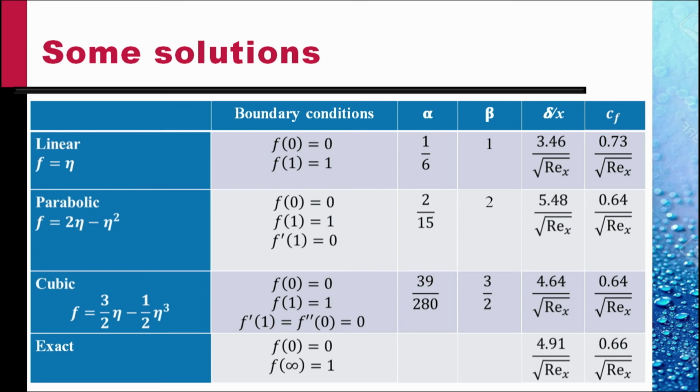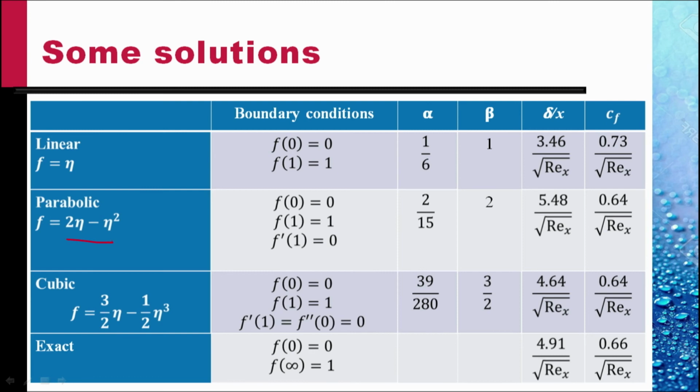For a parabolic profile, we need 3 conditions, and we use them. F0 is equal to 0, F1 is equal to 1, and F prime 1 is equal to 0. The slope of the velocity profile at the edge is also 0. F is equal to twice eta minus eta square, which meets these 3 conditions, and for this profile, the value of alpha is 2 by 15, the value of beta is 2, and we can calculate delta by x and CF.